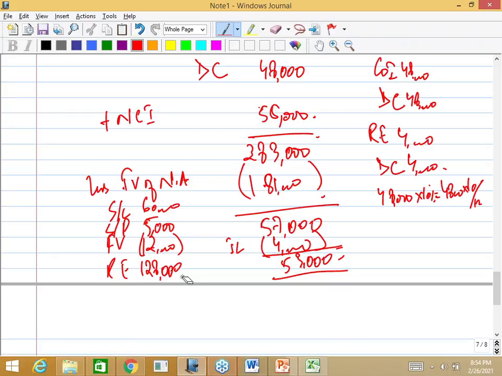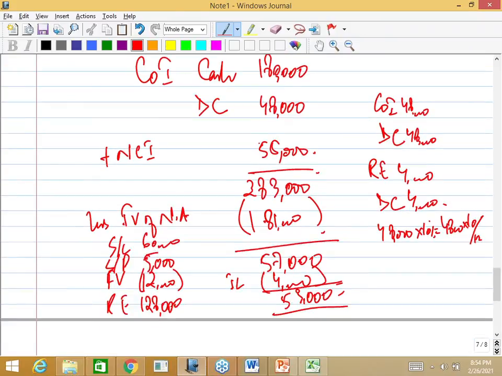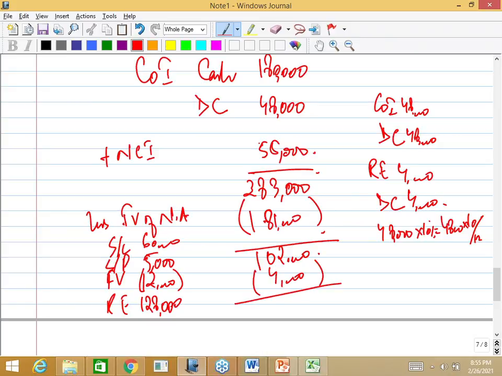The goodwill is 283 minus 181. It's not 57 in fact. Someone has made a calculation error, I think. Is there any URP? Yes, there is a URP. So goodwill is 102,000, and there is an impairment of 4,000. So goodwill at reporting will be 98,000. That's fine.